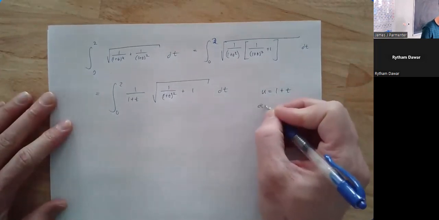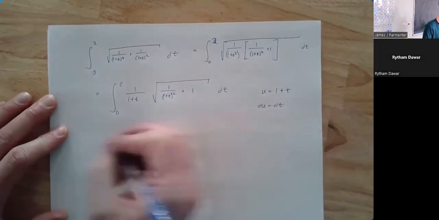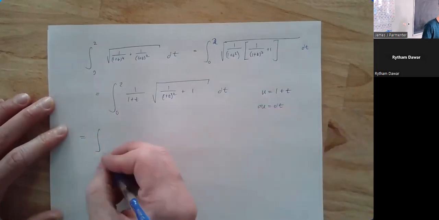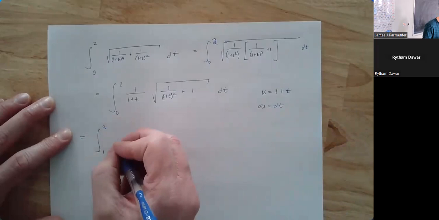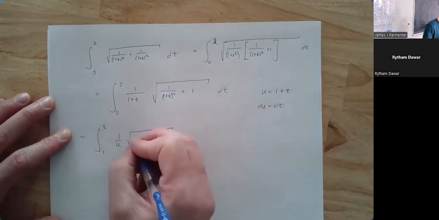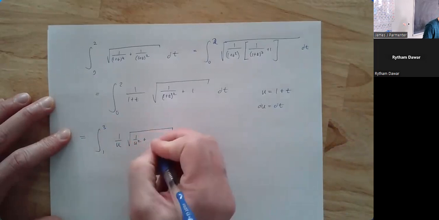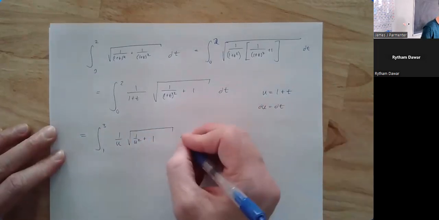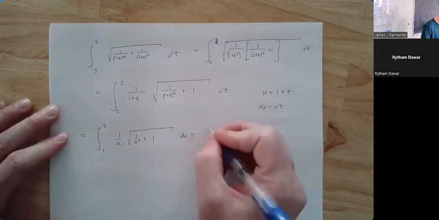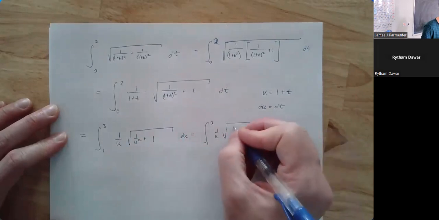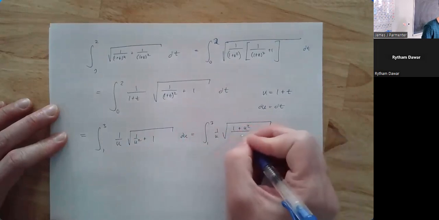So du is dt, and then we're going to rewrite this as the integral. Let's also change the limits of integration because why not? From 1 to 3 of 1 over u square root of 1 over u squared plus 1. And now I see something. I can rewrite this as the integral from 1 to 3 of 1 over u times the square root of 1 plus u squared over u squared.